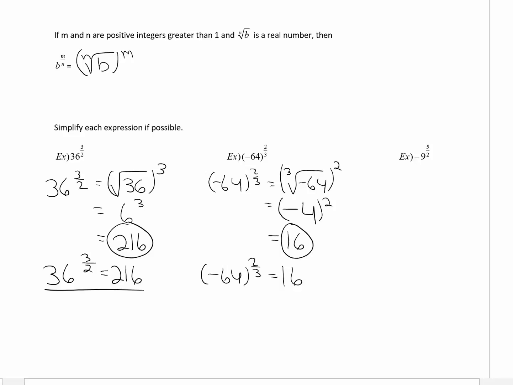Okay, let's take a look at the next example. Now notice the negative is not inside parentheses, so that's going to stay on the outside. So again, I can rewrite this as, I'll leave the negative on the outside, the square root of 9 taken to the 5th power. Well, the square root of 9 is 3, and 3 to the 5th power is 243. So here, my answer is negative 243.